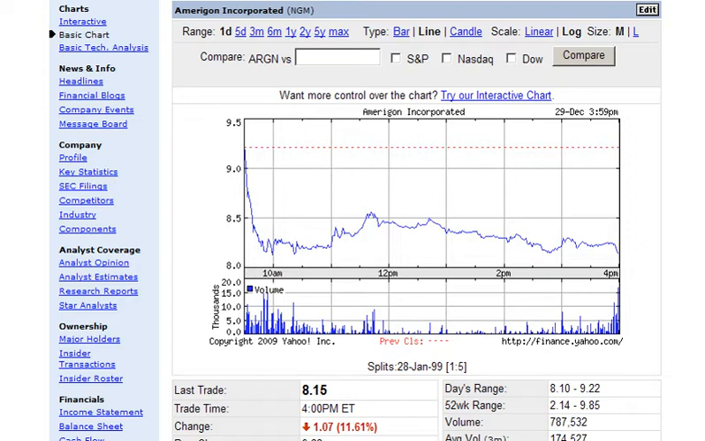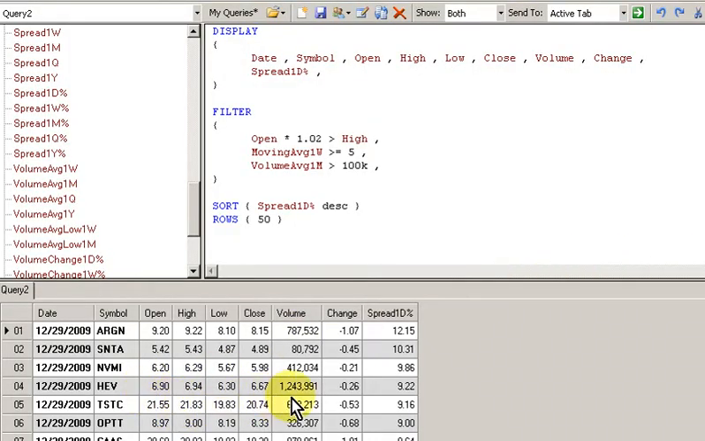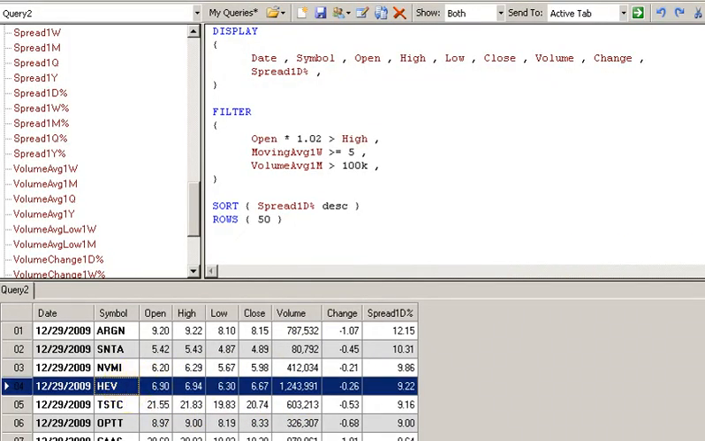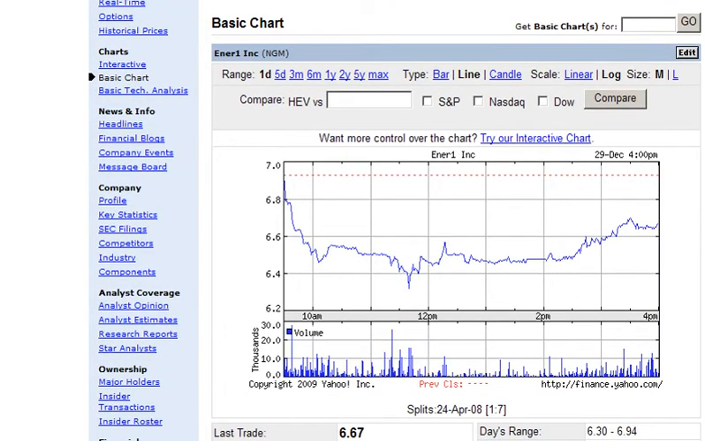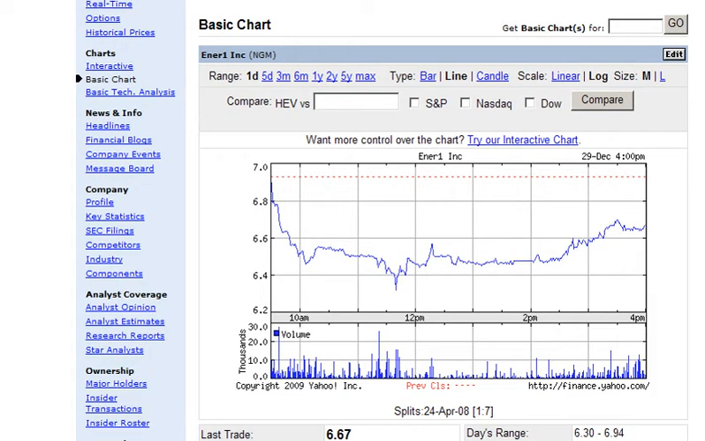Let's pull up another one. How about we pull up HEV. HEV had about 1 million shares, 1.2. I will pull this back into view. Sure enough, its open and its high were very, very close. It was under pressure.